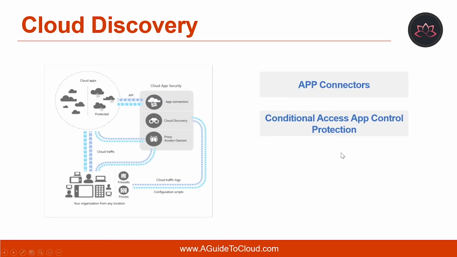The next one is Conditional Access App Control Protection. Microsoft Cloud App Security Conditional Access App Control utilizes reverse proxy architecture to give you the tools you need to have real-time visibility and control over access to and activities performed within your cloud environment. With Conditional Access App Control, you can protect your organization by avoiding data leaks by blocking downloads before they happen.